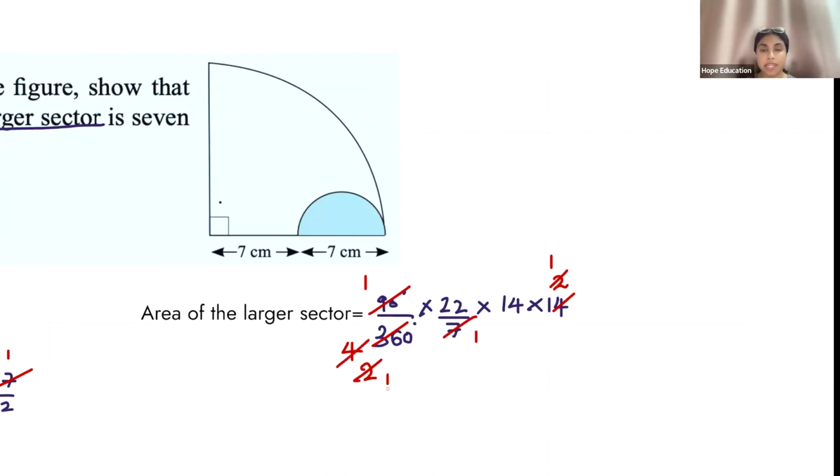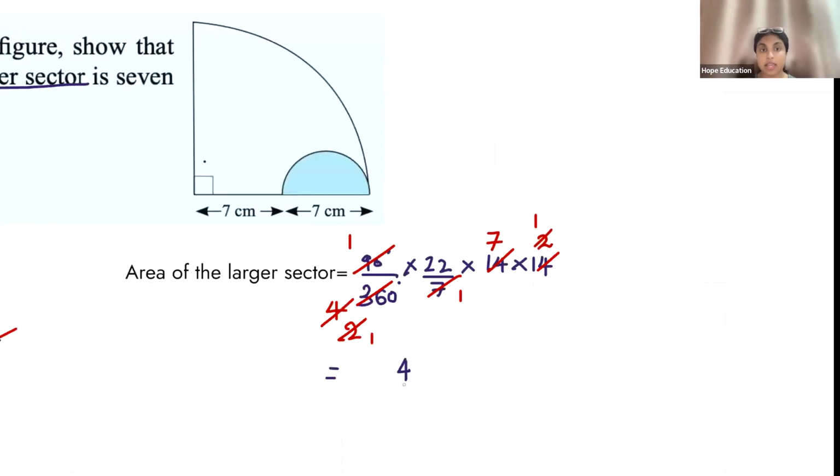So what do we have remaining? 22 times 7. 7 times 2 is 14, 1 remaining. Then 14 plus 1, 15. We get 154 square centimeters. That is the area of the larger sector. But we want the area of the unshaded part only.